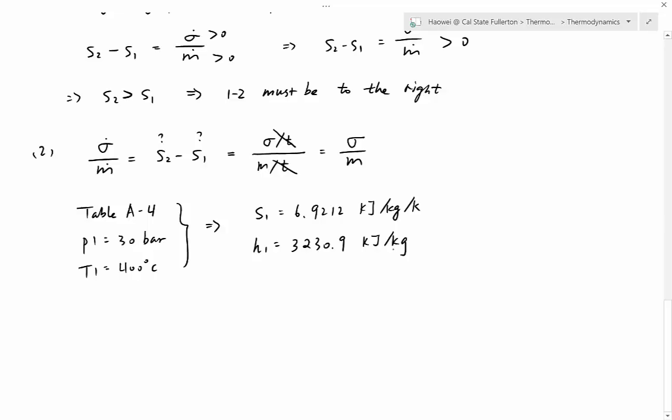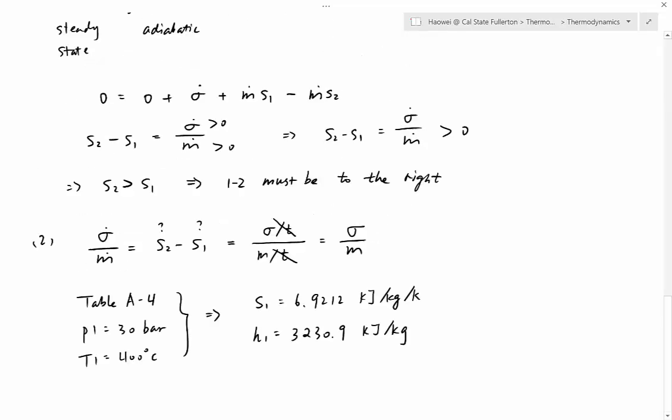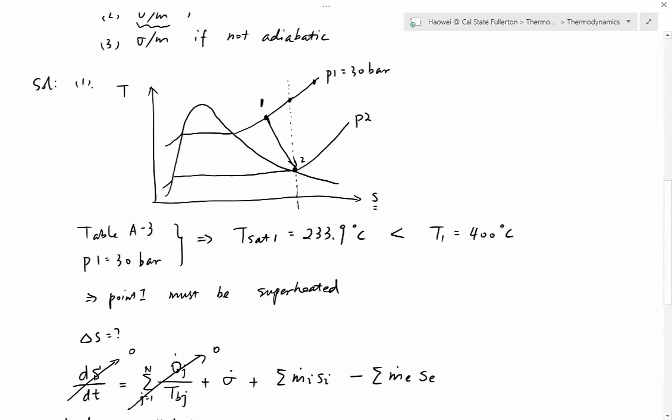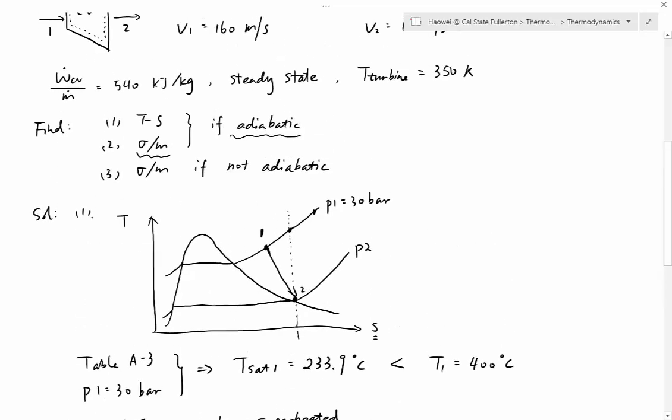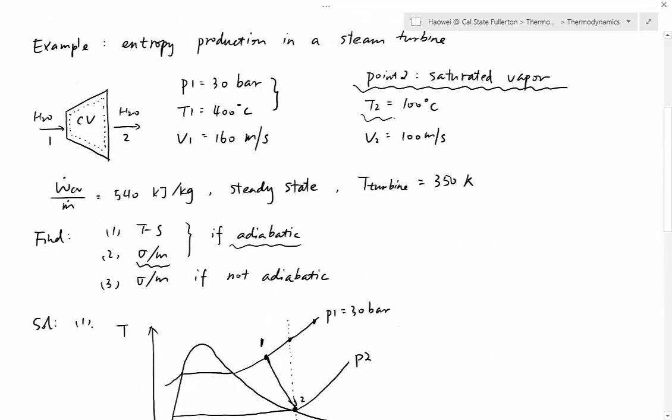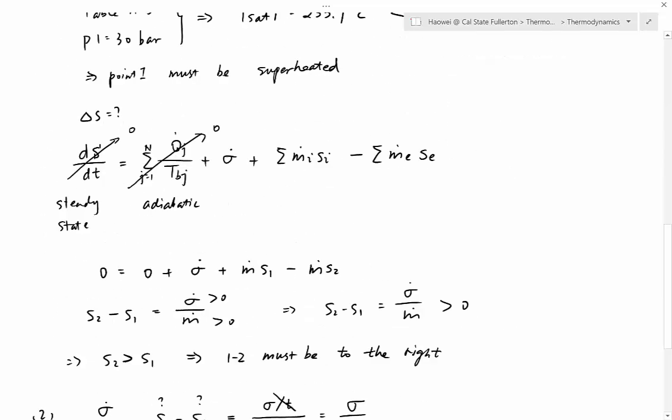Next one, I'm looking for S2. And again, we need to first identify what's the phase of number 2. Number 2 is G point, saturated vapor. So essentially, you're looking for Sg. How do you look for Sg? That depends on what you know. If you know temperature, you start from table A2. If you know pressure, you start from table A3. So what do we know about number 2? We know T2. T2 is given as 100 Celsius, so that means we go to table A2.